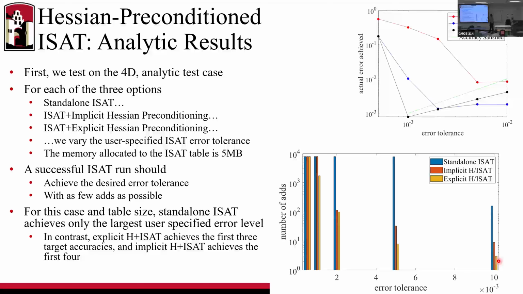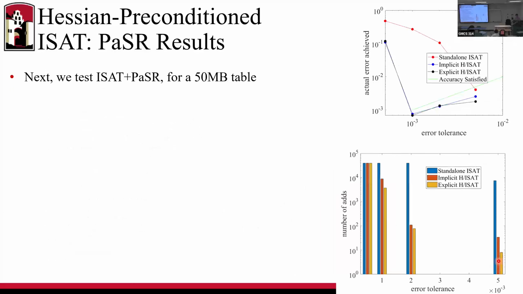So here we have, and note, this is a semi-log plot. So here we have something like 140 ellipsoids. Here we have 9. Here we have 3. So using preconditioning, we can achieve the same accuracy with much fewer ellipsoids.